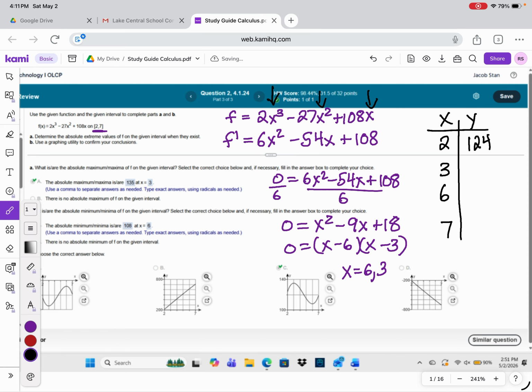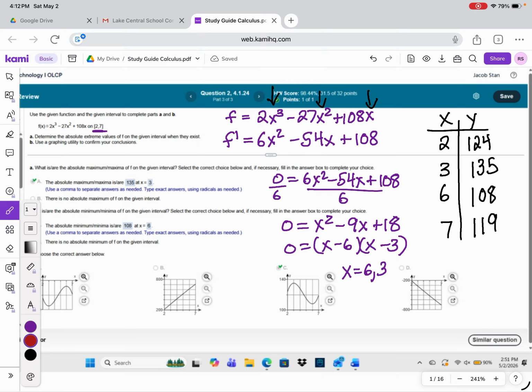All right, so if we plug 2 into that function, it should give us 124. If we plug 3 into that function, that's 135. If we plug 6 into that function, that's 108. And if we plug 7 into that function, that's 119.